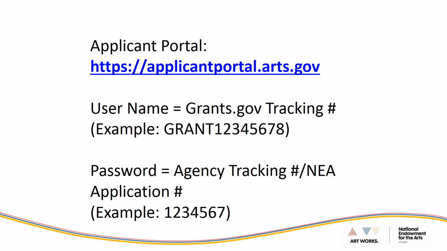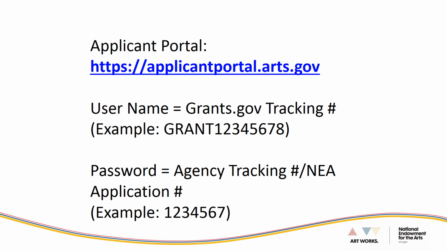Let's talk about how to log on to the applicant portal. There's a link to the applicant portal located in the Step 2 application instructions in the guidelines. The URL also appears here on the screen. Your username will be your grants.gov tracking number. You must include the word GRANT typed in all capital letters. You'll receive this number when you submit the SF-424 in grants.gov.